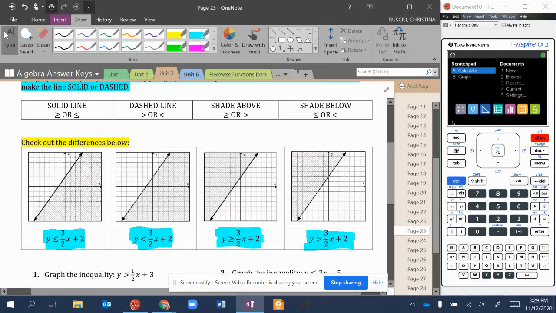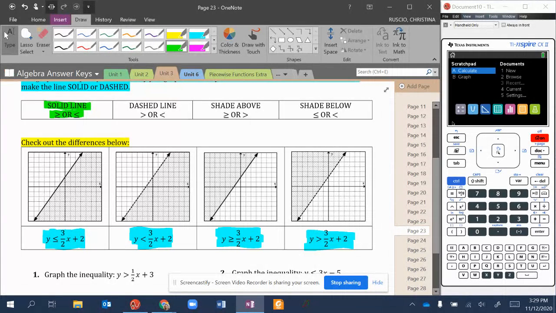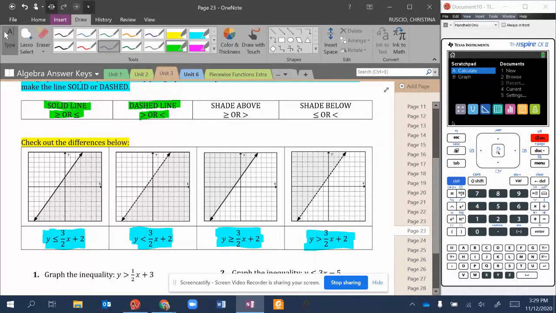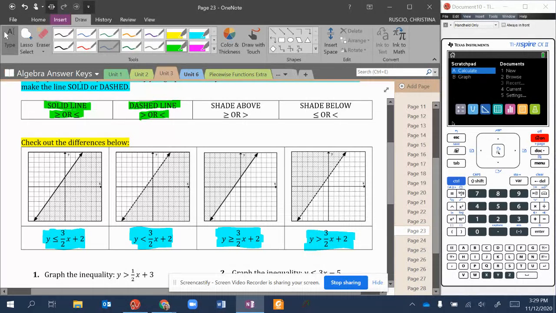Okay, so here's a nice little summary for us up top. If we have a greater than or equal to or less than or equal to, mainly if it can equal, it's going to be a solid line. If it's not equal to, the line will be dashed. So it's basically saying that that line doesn't really exist there. The points on that line are not really solutions because they never will equal that function or that y value. But we use it kind of as a bound, like, don't go past this. Okay, this is where all the points should be if they were on there.